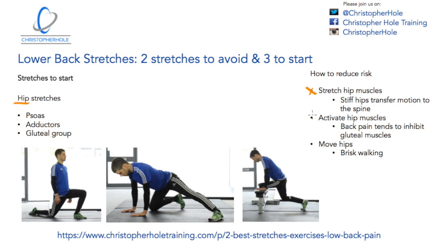The second thing we need to do is to activate the hips, because what we tend to find is back pain tends to inhibit the gluteal muscles. So if we can activate them, so not only stretch them, but as we are doing exercises, so if you go down to this link here, what you'll find are exercises that activate this area of the body. So we're activating the gluteal group muscles to take the pressure away from the lower back.